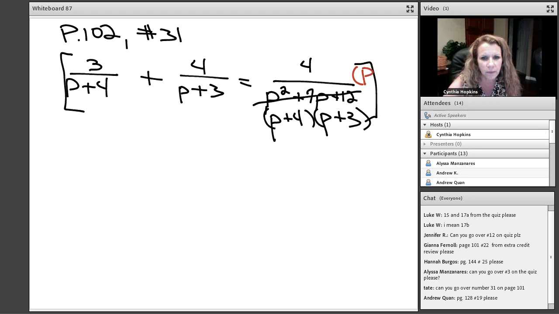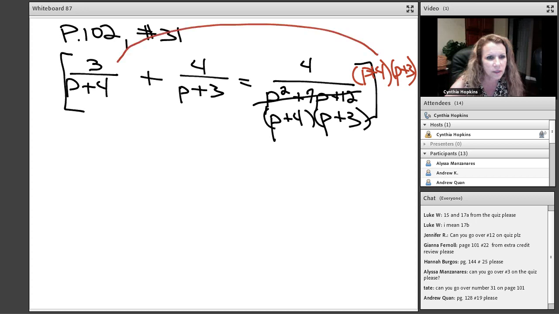I'm going to multiply by p plus 4 and also by p plus 3. I'm squeezing that in because I knew I was going to run out of room. Both of those factors need to get distributed to this term, also to this term, and then of course to this term.